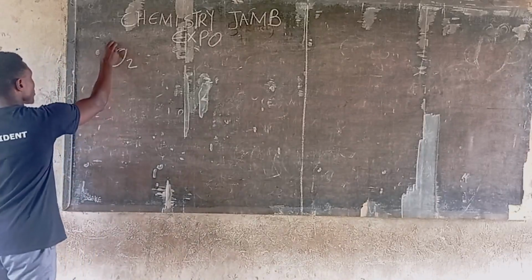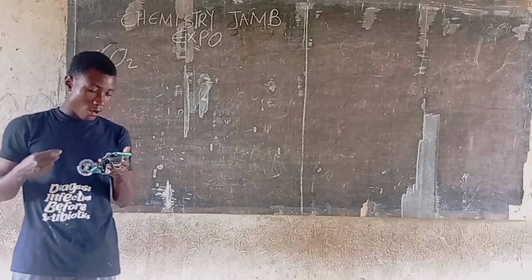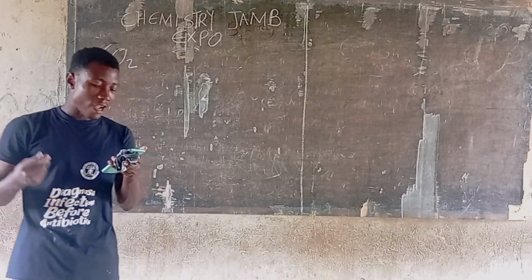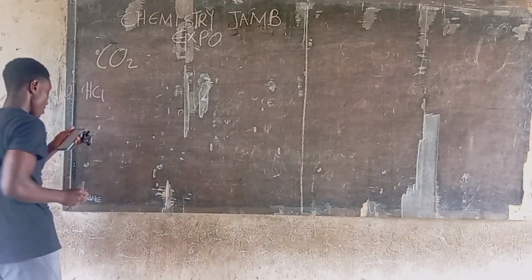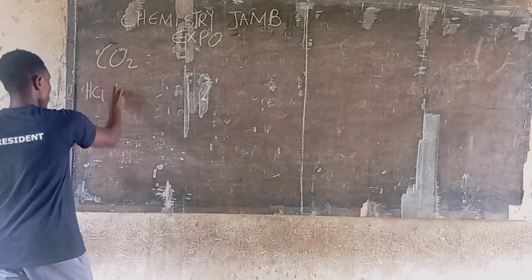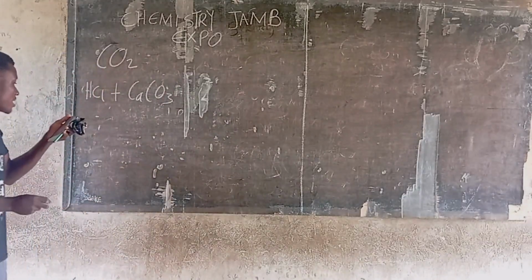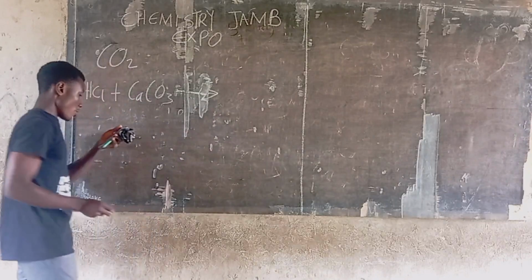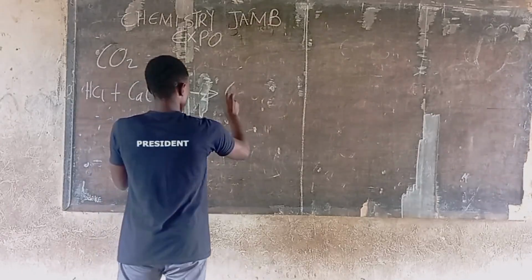So the next one I talked about is carbon dioxide. For the laboratory preparation of carbon dioxide, we have the reaction of dilute hydrochloric acid with calcium carbonate, which is CaCO3, giving us a forward reaction of calcium chloride.